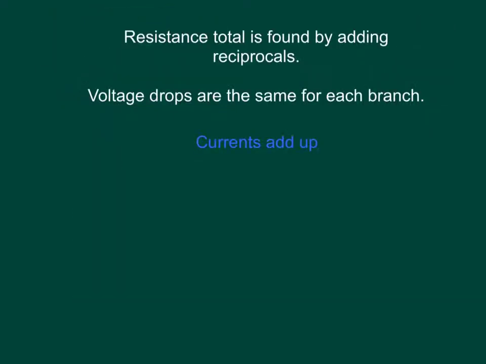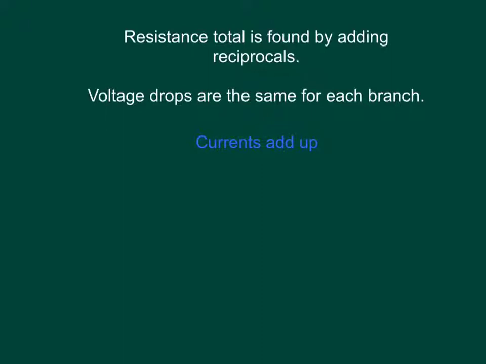So as the Ampere family works their way around the parallel circuit challenge, a few important things to remember. The resistance total is found by adding the reciprocals of all the individual resistances, as the voltage drops are the same for each branch and the currents add up.